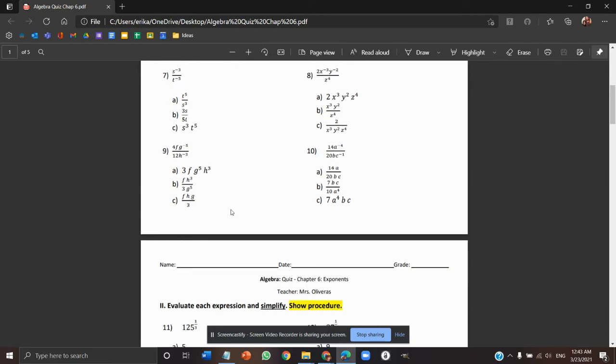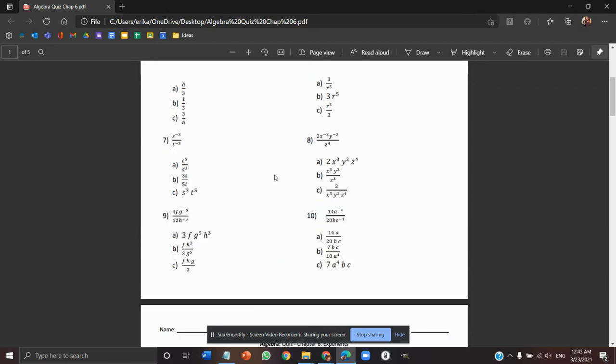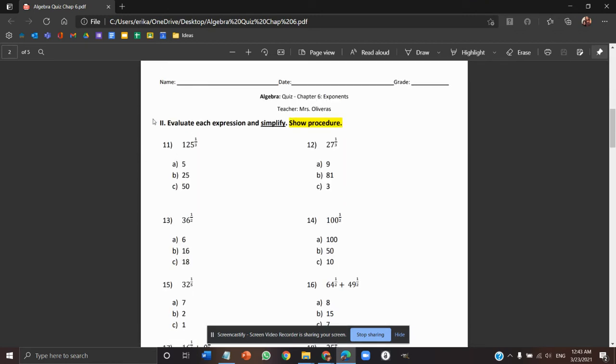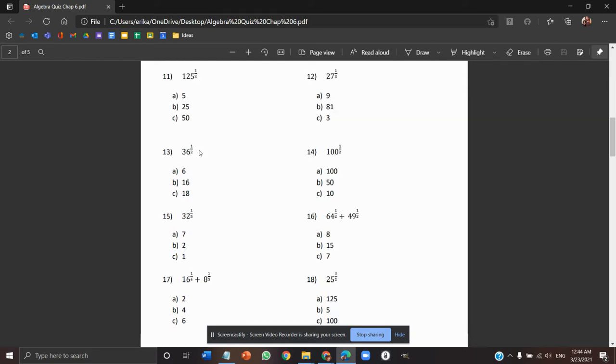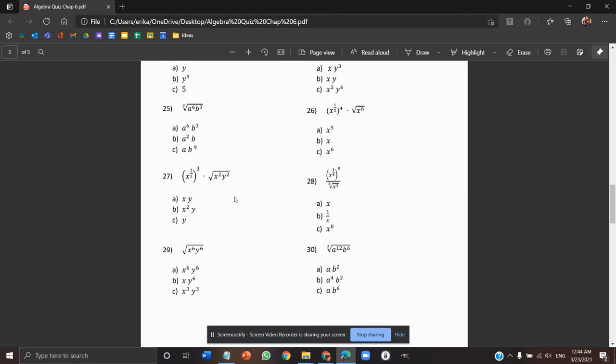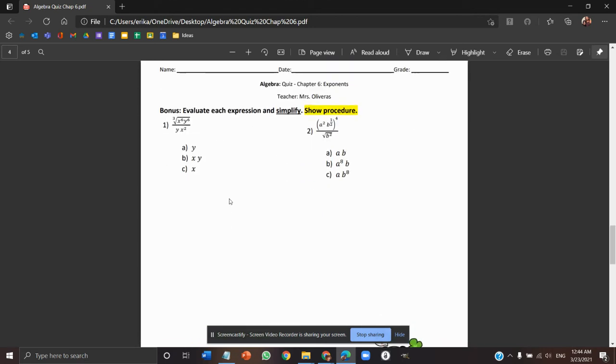And I know they look like a lot, but if you look really, really closely, you see that they're pretty easy. And in the second part, again, you're gonna evaluate each expression and simplify, but this time you're gonna have rational exponents. And you're also gonna have roots or radicals, like we like to call them.